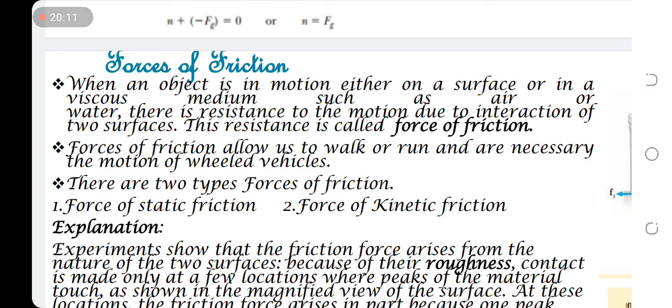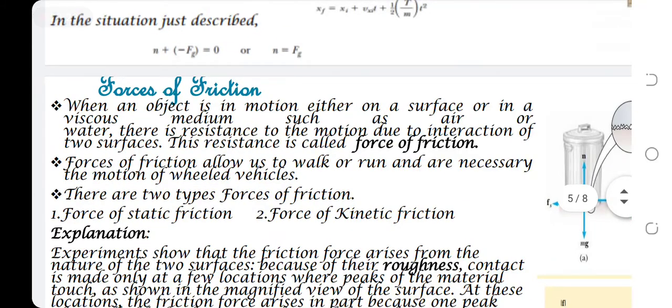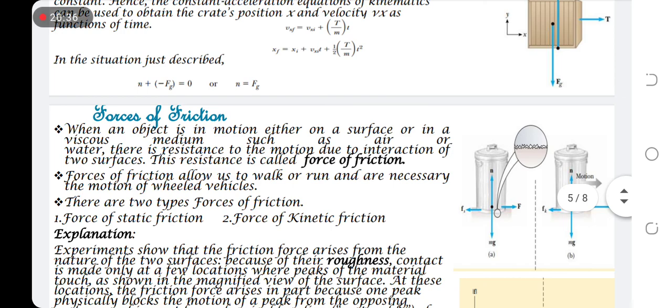Forces of friction allow us to walk or to run, and are necessary to the motion of wheeled vehicles. It means that without friction we are unable to walk. Without friction we are unable to stop a moving body. So it is a necessity. This is the usefulness of friction. Friction helps us to move the body. Friction helps us to stop the body.